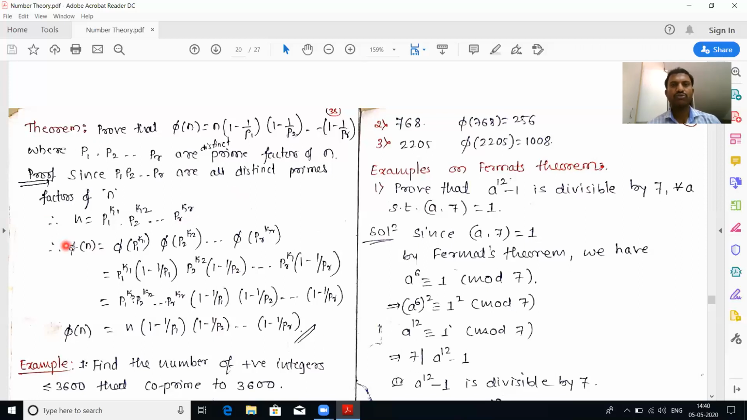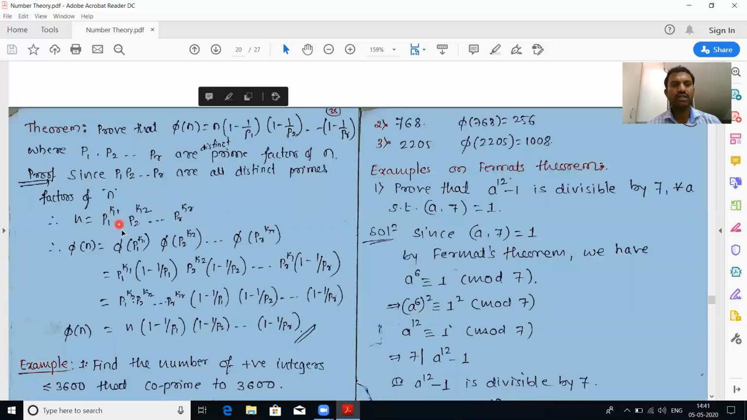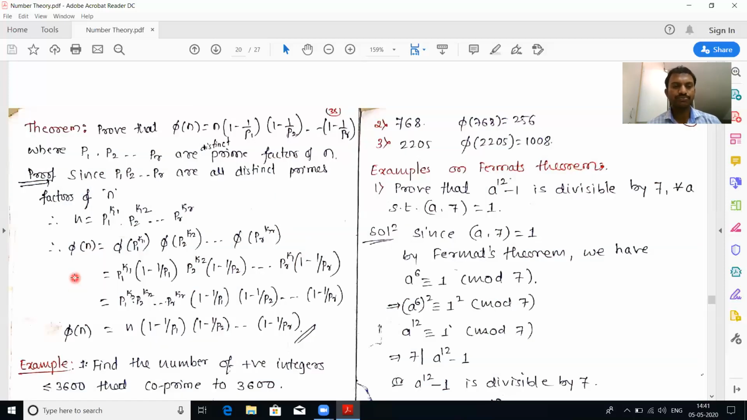Next, we have to calculate phi of n. As each of these prime numbers is distinct, just by using the previous theorem, that phi of ab, if a and b are relatively prime to each other, then phi of ab is equal to phi of a into phi of b. Then we can extend for n number of terms also. By using that theorem, we can write phi of n is equal to phi of p1 raised to k1, phi of p2 raised to k2, phi of pr raised to kr.